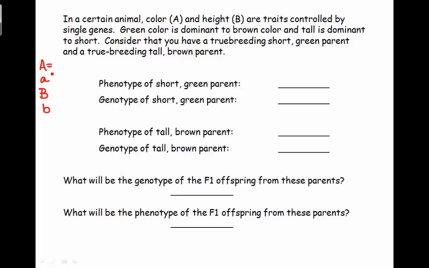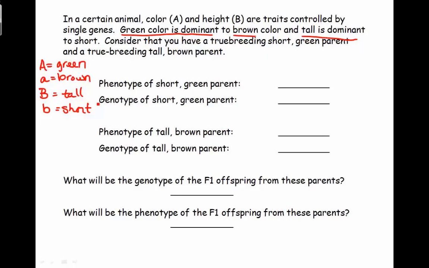So now if we look at color, we are told here that green color is dominant. So that means that we want to give capital A green, and brown, by default, is going to get the lowercase a, or be recessive. And then if we look at the height gene, we are told that tall is going to be dominant. So that means that capital B is going to be tall and lowercase b is going to be short. Okay, so now let's look at our questions.